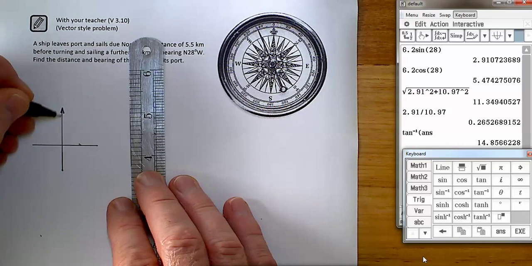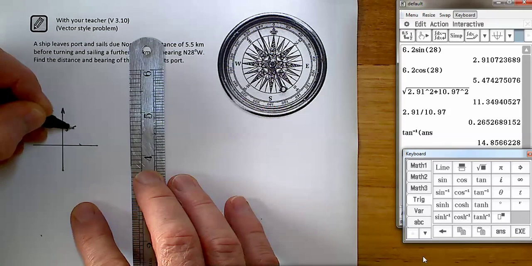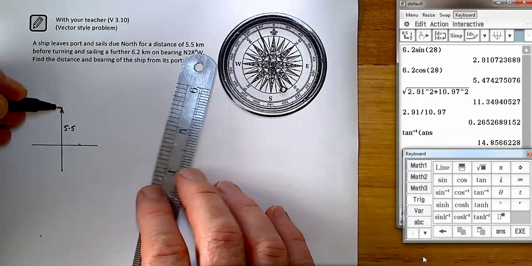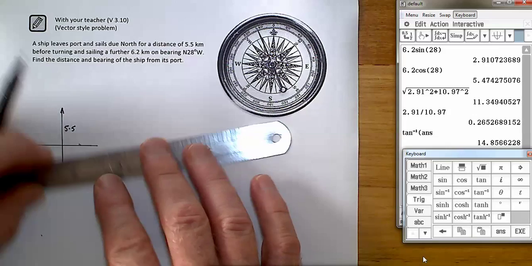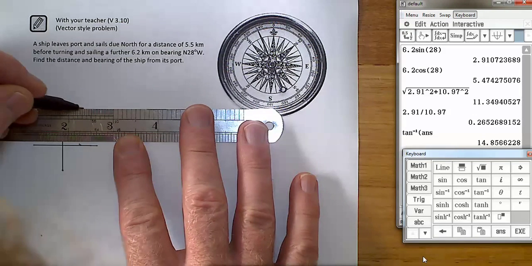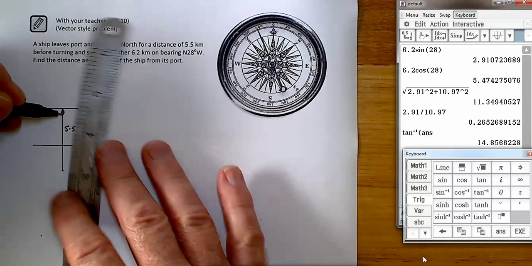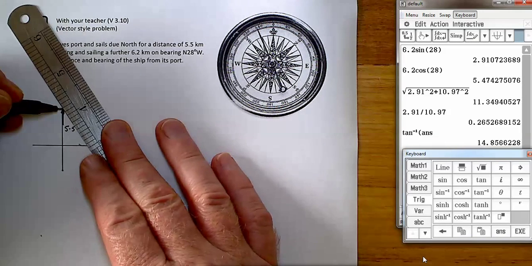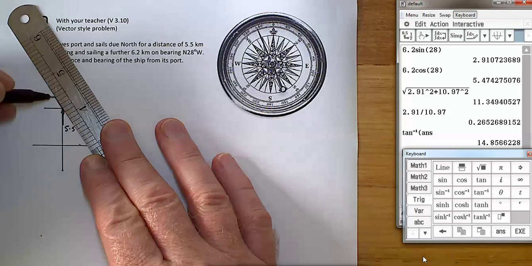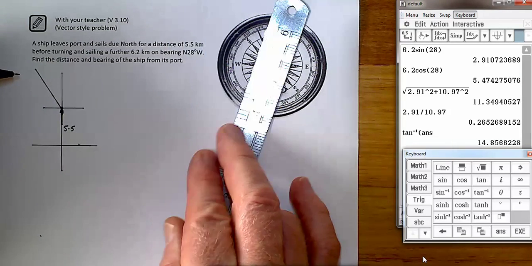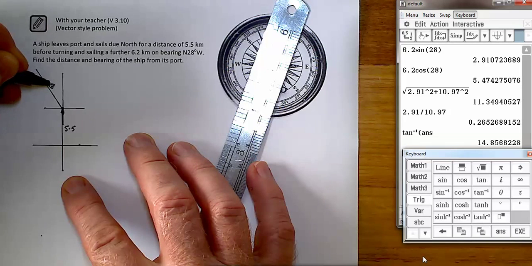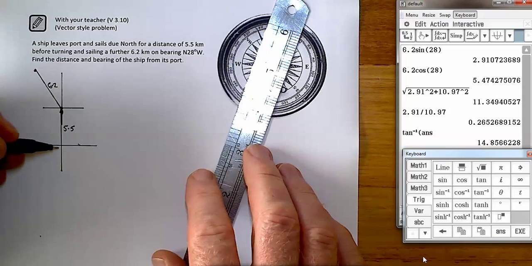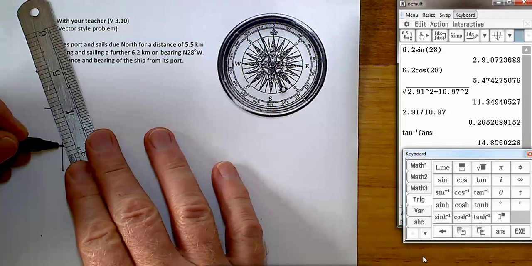Straight up here for 5.5 kilometres, and then it turns and travels north 28 to the west. So if we draw another north, south, east, west indicator in right here, from the point it turns, north 28 degrees to the west will be out in that direction, and it travels on there for 6.2 kilometres. That's where it ends up. Now our job is to find out the distance it is and its bearing from the starting point.